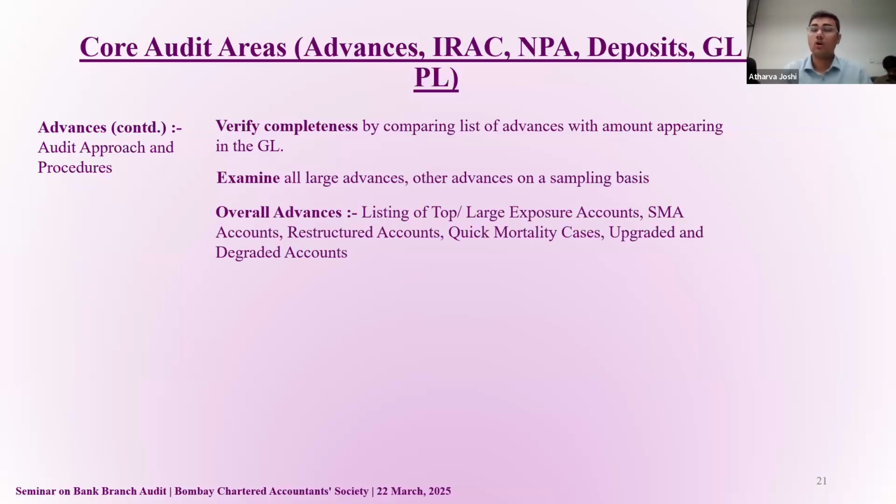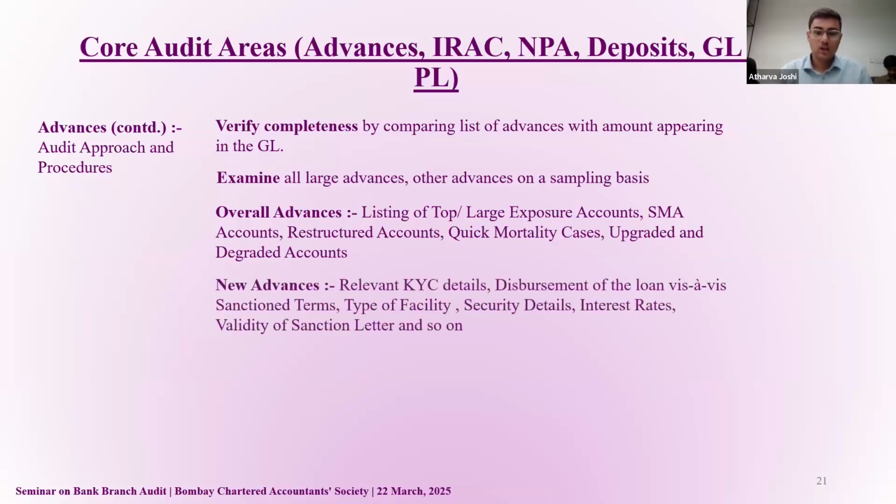So starting with, we should obtain a list of top or large exposure accounts. We should also obtain a list of SMA accounts, as Sanskruti has already helped us to know how important SMA listing is. After that, we should obtain a list of all the restructured accounts during the audit period. We should also ask the client for quick mortality cases. Quick mortality cases, we know, are where an advance becomes NPA within 12 months from the date of its sanction. We should obtain a list of quick mortality cases. Again, we should obtain a list of all the accounts which are upgraded and degraded during the period.